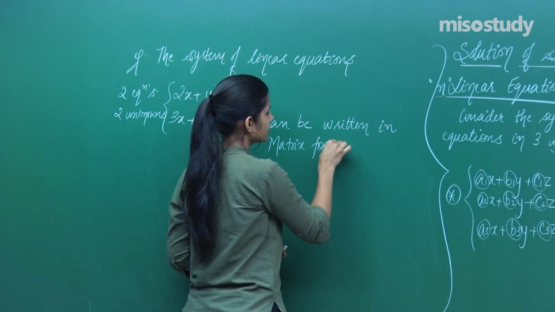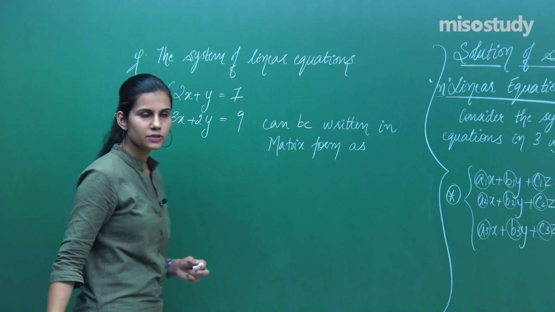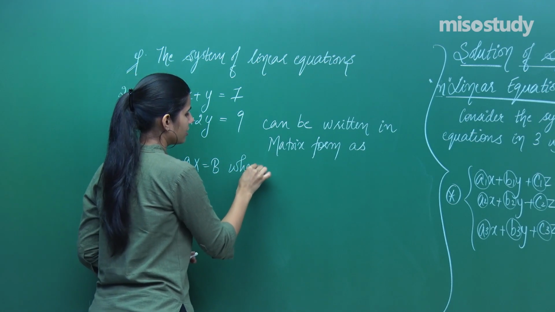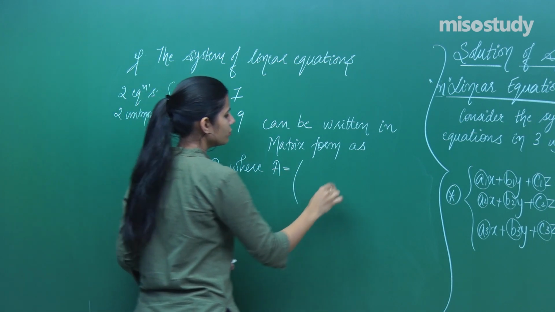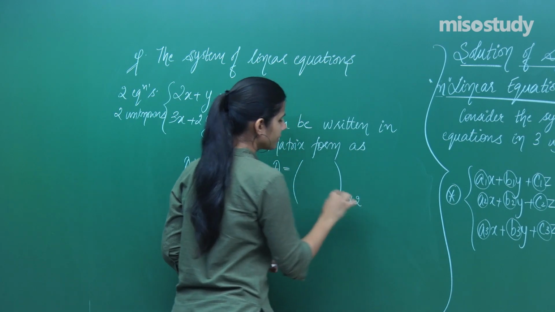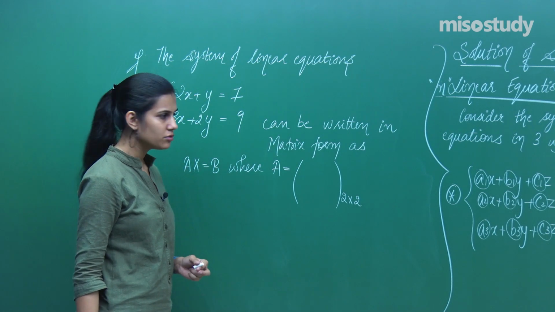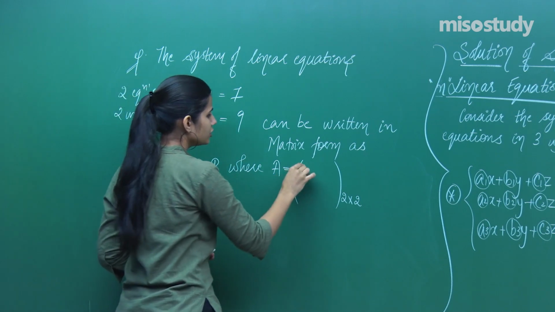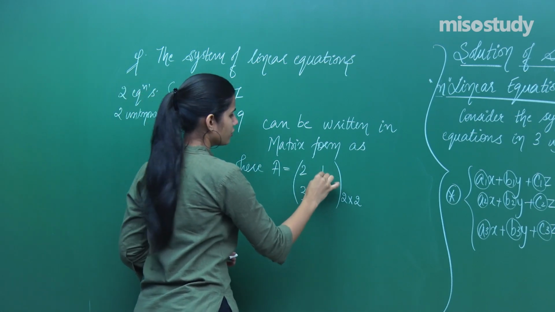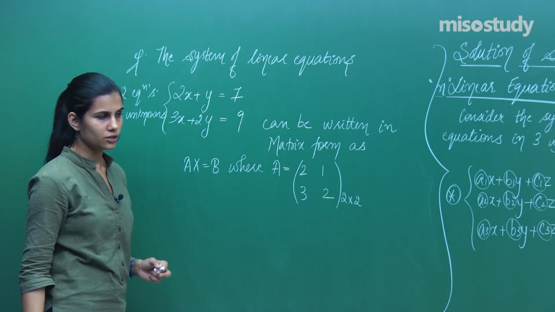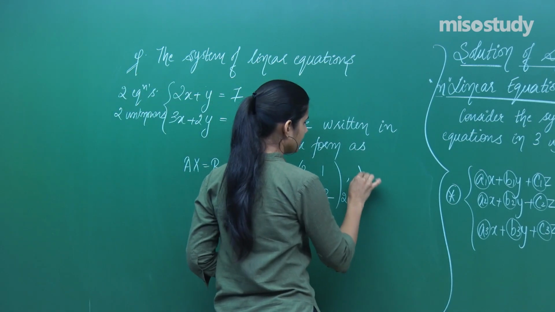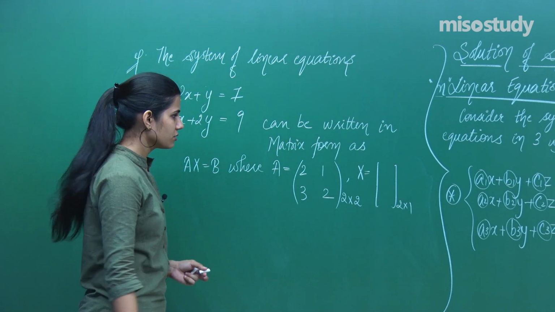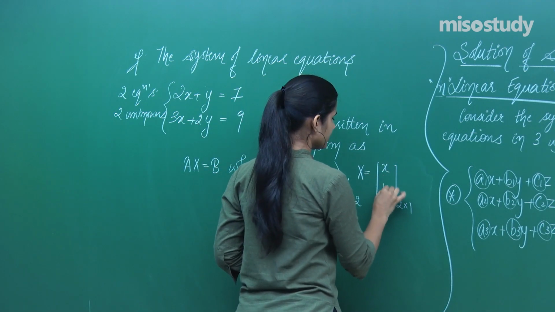It can be written in matrix form as Ax equals B, where A is a 2 cross 2 matrix, because 2 is the number of equations and 2 is the number of unknowns. In A, the first column is the coefficient of x, the second column is the coefficient of y. There is no third unknown. Matrix X is 2 cross 1, where 2 is the number of unknowns. The unknowns are x and y, so here it is x, here it is y.